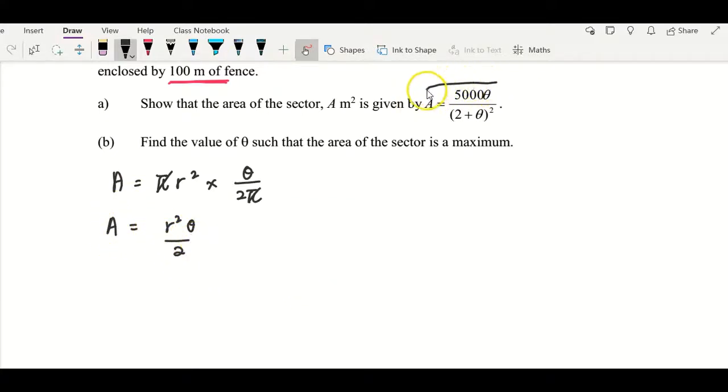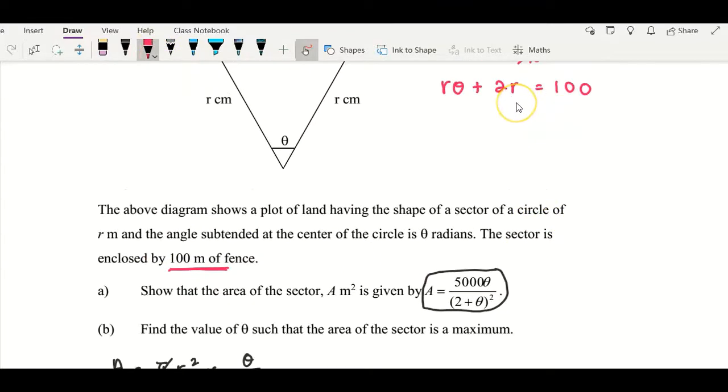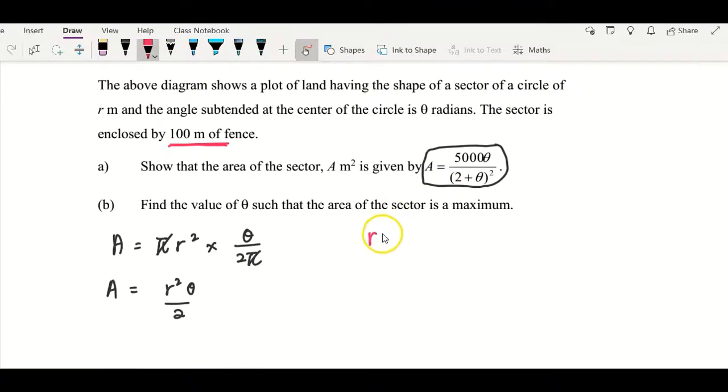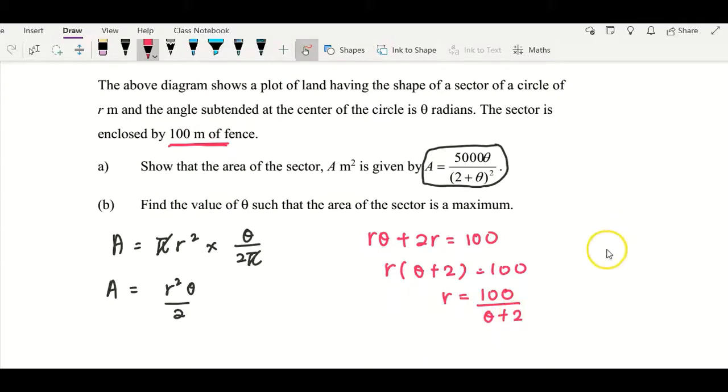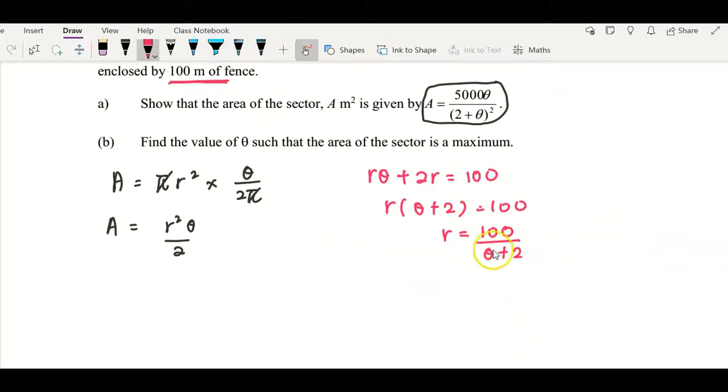But look at this statement that the question wants us to prove. This statement is just containing the A in terms of theta. So we need to find ways to eliminate the r over here. How do we eliminate the r? Still remember, we have formed one equation on top here, which is r theta plus 2r equals to 100. I write down here: r theta plus 2r equals to 100. From this equation, I can factor out the r. I got r times theta plus 2 equals to 100. So r actually can be written in terms of theta, which is 100 over theta plus 2. Now I'm going to substitute this r into here.